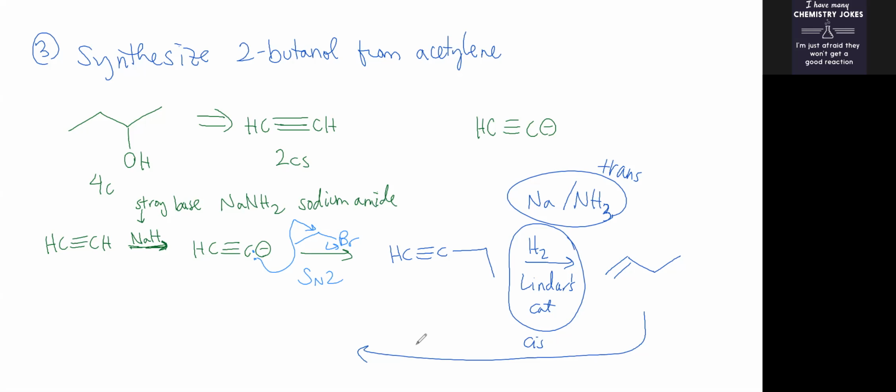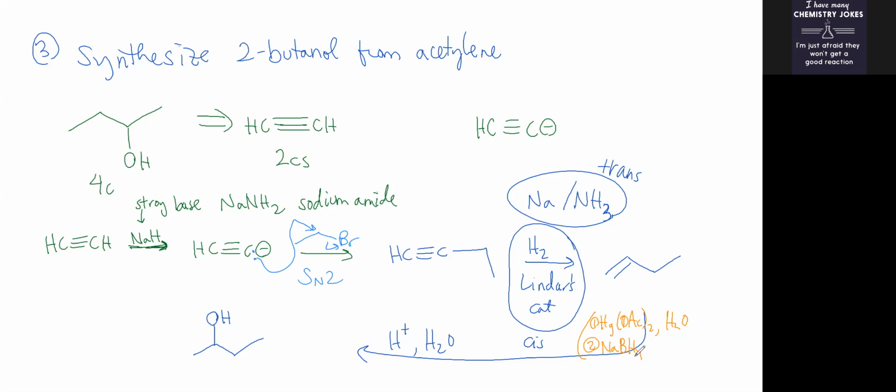And then finally, I need to do a Markovnikov addition to get an OH on my secondary position. It can be Markovnikov with rearrangements or without rearrangements. It's not going to rearrange here, so you can do acid and water. Or you can do mercury, and it does not matter which one you choose. Mercury and water, followed by NaBH4.